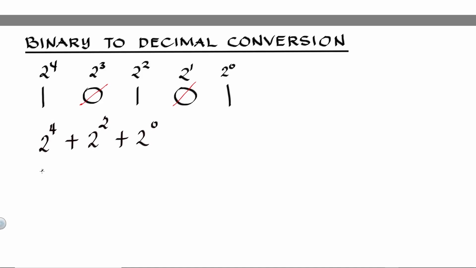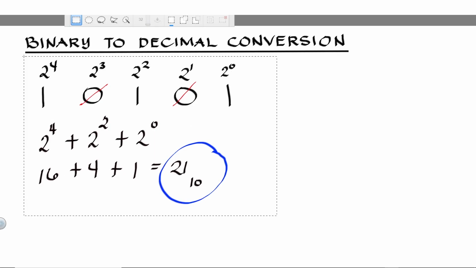2 raised to 4 is equal to 16. Plus 2 raised to 2 is equal to 4. Plus 2 raised to 0 is equal to 1. So 16 plus 4 is equal to 20. Plus 1 is equal to 21 base 10 or decimal. So 10101 is equal to 21 base 10.